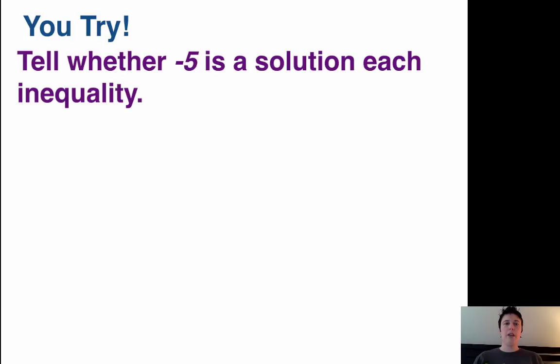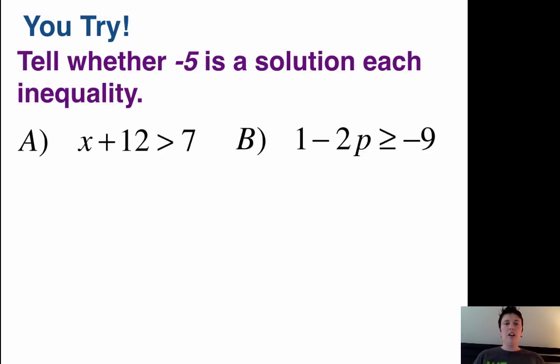All right, you try. Again, I'm going to have you pause the video and see if you can tell whether negative 5 is a solution to each of the inequalities I'm going to show you. So here are your two problems. There's going to be an A and a B. Pause the video and test out negative 5 to see if it's a true solution to these inequalities. Go ahead and try.